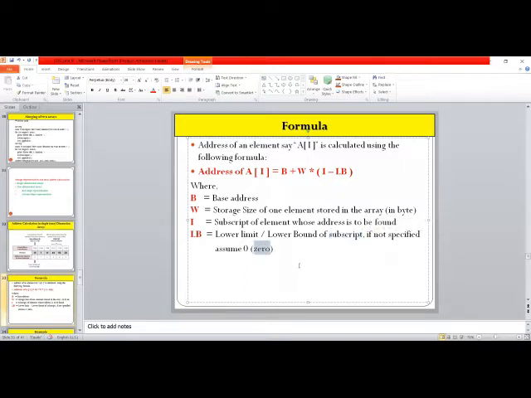But sometimes we do start the array index from 1 also. That depends upon the programmers, right? How they actually code their program. But it is always recommended that the array index should be starting from 0, right? So this B is base address, W is width of a particular element, then I is the subscript of element whose address is to be found, and lower bound is the starting limit of your array, that is 0.